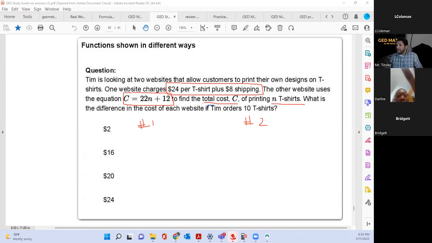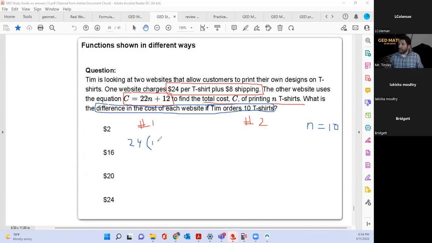They want to know the difference in the cost of each website if Tim orders 10 t-shirts. So that means N is equal to 10. Does everybody understand that? Yes. So for the first website, remember, N stands for the number of t-shirts. So 24 times what? Times 10. Times 10 plus 8.